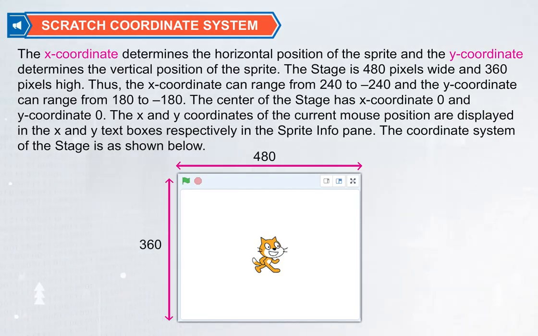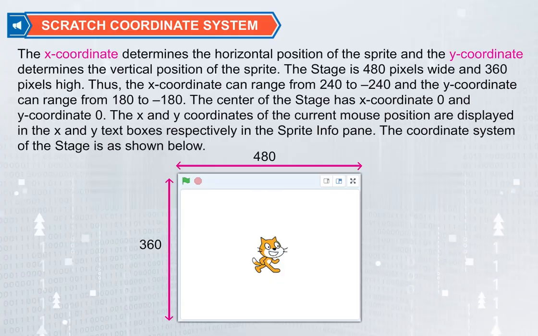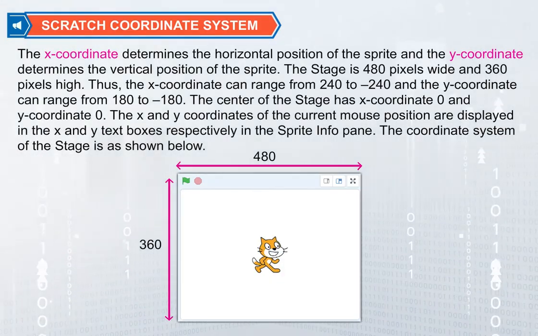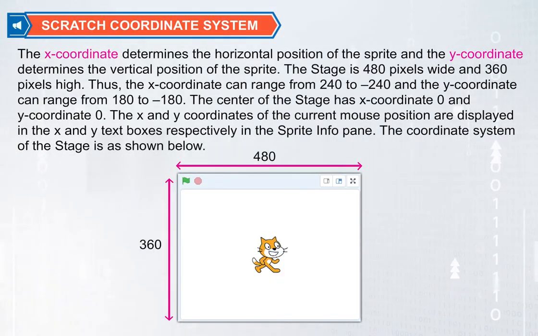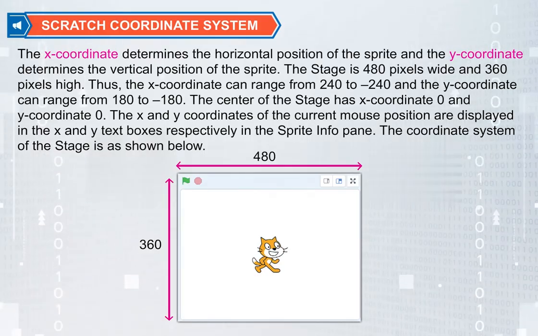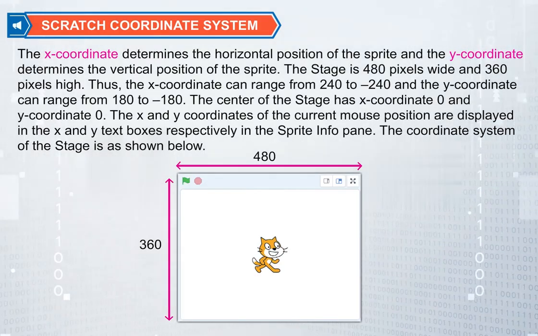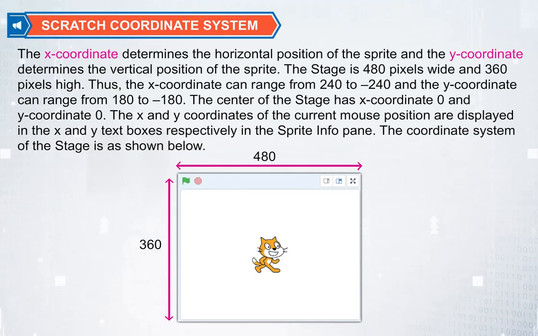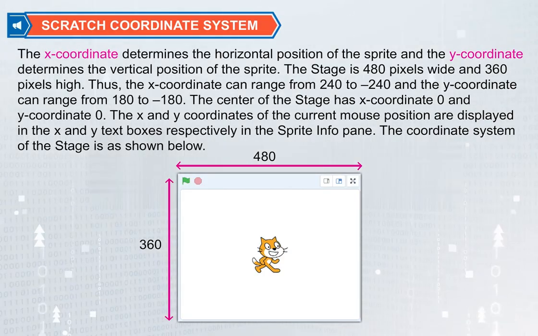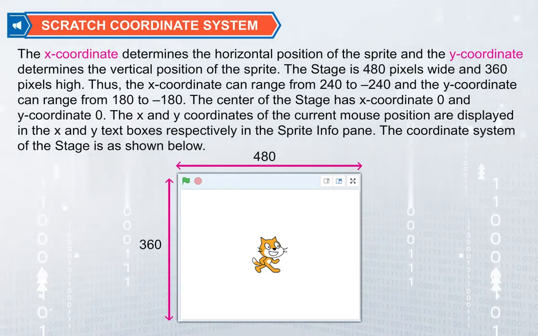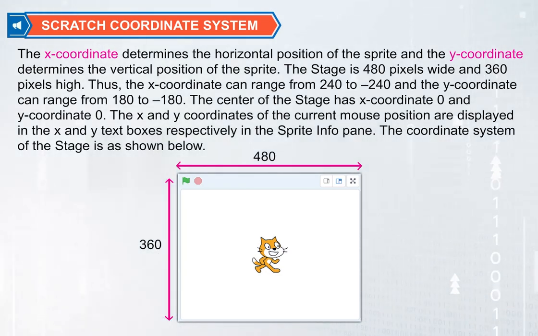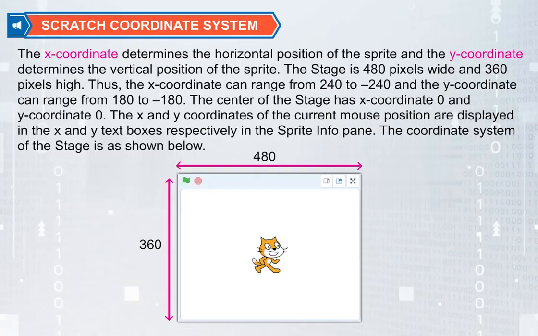Thus, the x-coordinate can range from 240 to -240, and the y-coordinate can range from 180 to -180. The center of the stage has x-coordinate 0 and y-coordinate 0. The x and y coordinates of the current mouse position are displayed in the X and Y text boxes respectively in the sprite info pane. The coordinate system of the stage is as shown below.